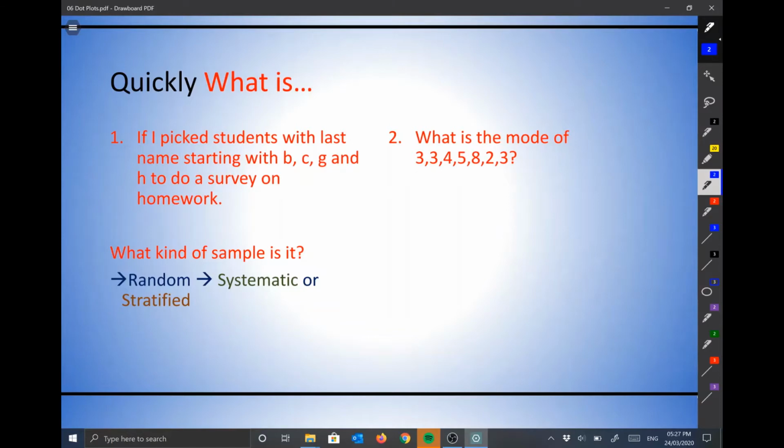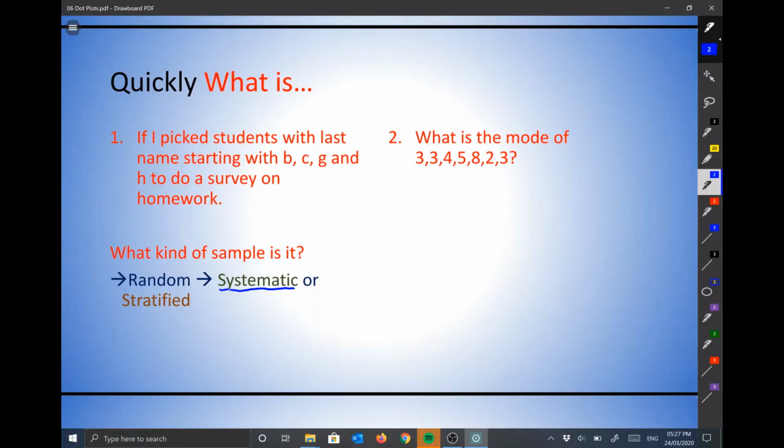Random, systematic, or stratified? What I want you guys to do is pause the video, think about your answer to this question, and then when you come back in a second, I'll tell you what it is. Okay, I think the answer to this question is systematic, because I haven't chosen the names randomly, but I also haven't made any attempt to pick students so that they represent the whole group. I've chosen an ordered way to pick students based on their last name, so that is systematic.